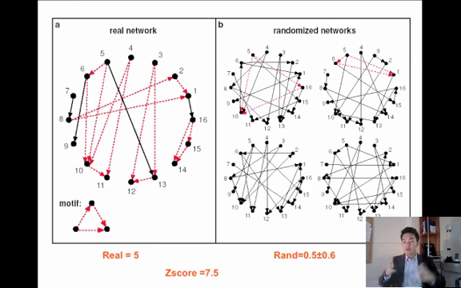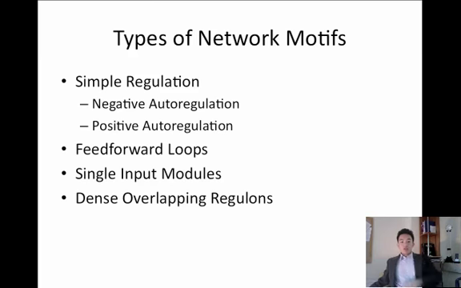Z-score is calculated by subtracting the number of motifs in the randomized network from the real network, divided by the standard deviation. I'll come to that a little later. So that's the introductory part.